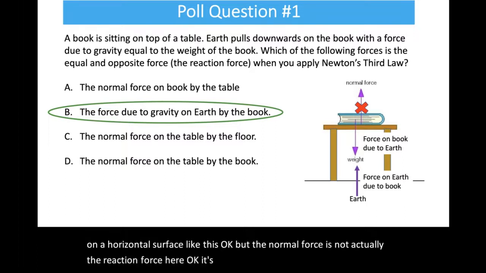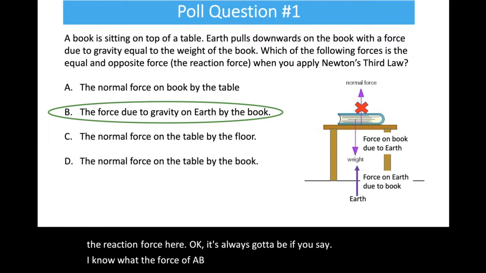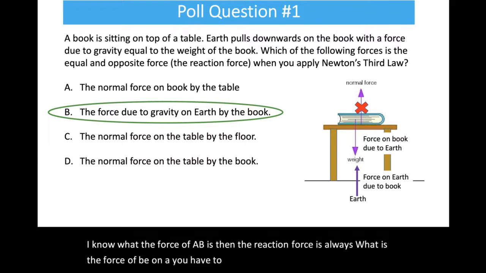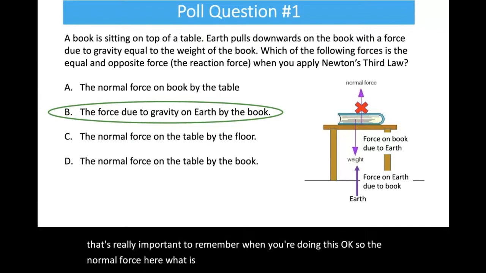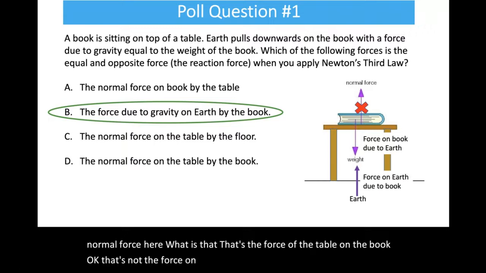If you say, I know what the force of A on B is, then the reaction force is always, what is the force of B on A? You have to flip the order of those two things, okay? So that's really important to remember when you're doing this, okay? So the normal force here, what is that? That's the force of the table on the book, okay? That's not the force on the Earth due to the book.